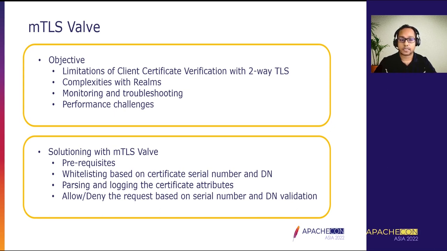After the TLS handshake is done at the connector, valves take up the next part in the request processing pipeline, where the mTLS valve can parse the certificate parameters and ensure that the serial number of the certificate matches the serial number stored in the vault. If yes, the request will be allowed. Else, a 401 response code will be returned. Along with the certificate serial number, other attributes of the certificate distinguished name can also be included in the whitelisted list.